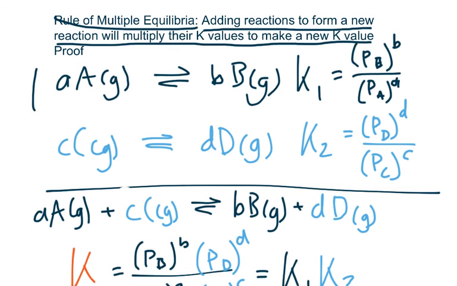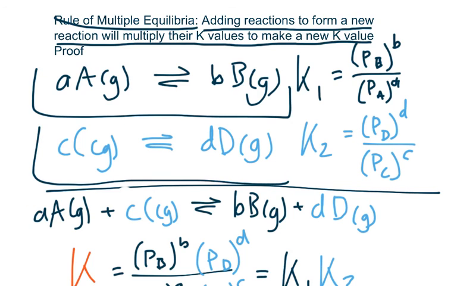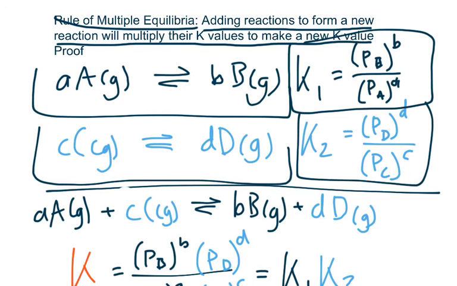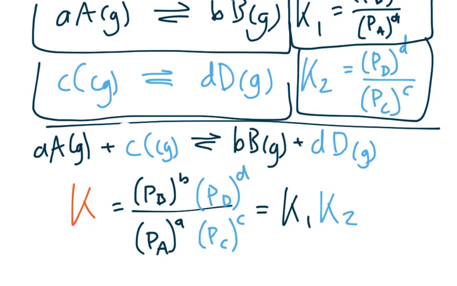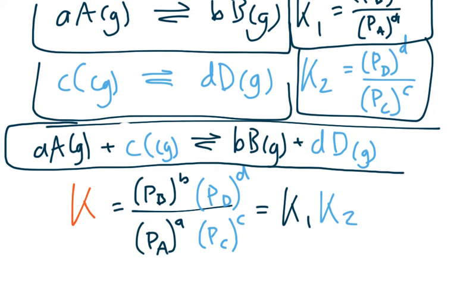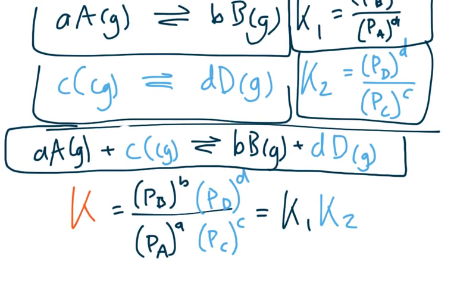So let's just say we had two reactions. One of them goes from A to B, and one of them goes from C to D. And I wrote the K expressions for each of these reactions, so K1 and K2 are there. And I merged the two reactions to make A plus C becomes B plus D. And notice how I wrote the equilibrium expression based on the net reaction.